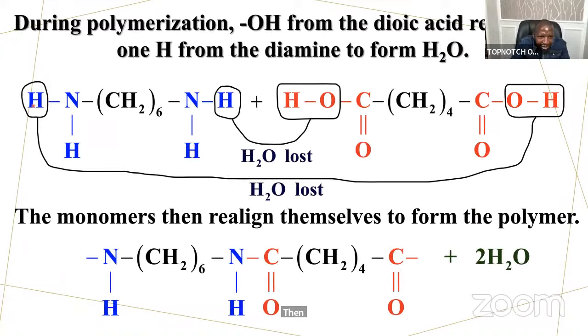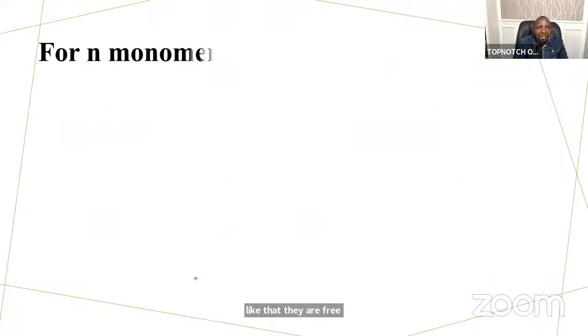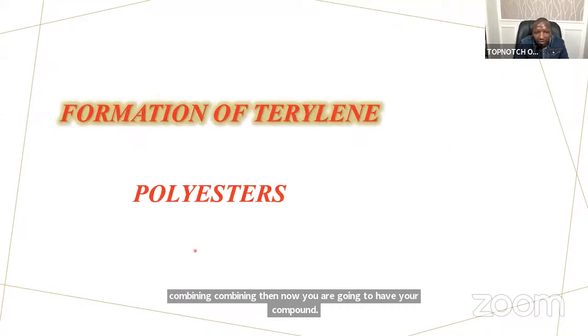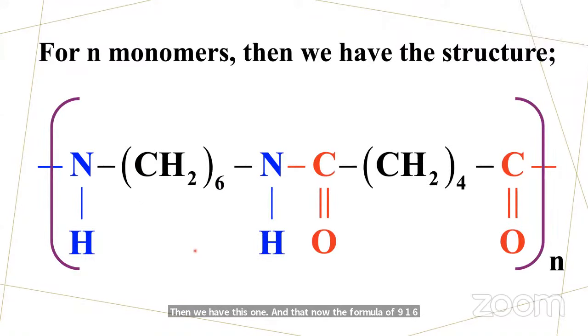Here, this hydrogen and this OH form water. The hydrogen and OH are here forming water. Now the remaining parts combine. When they are like that, they have free ends. They can continue combining. Then you are going to have your compound. Then we have this one, and that is now the formula of nylon 6,6. Okay. Yes. Can I show you terylene?